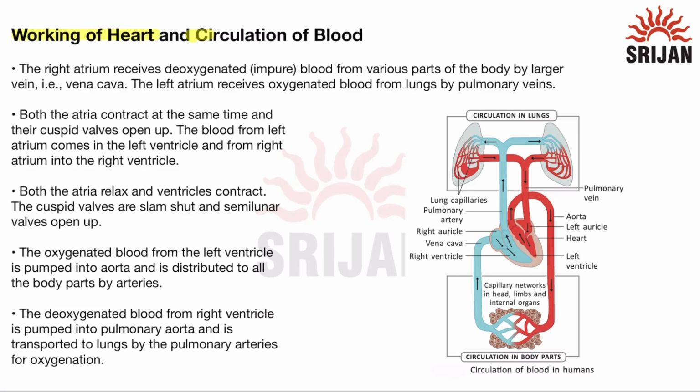The topic is the working of the heart and circulation of blood. Now the right atrium receives the deoxygenated blood, that is impure blood, from various parts of the body by the larger vein, that is the vena cava.